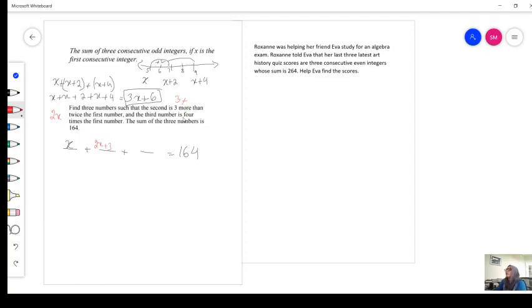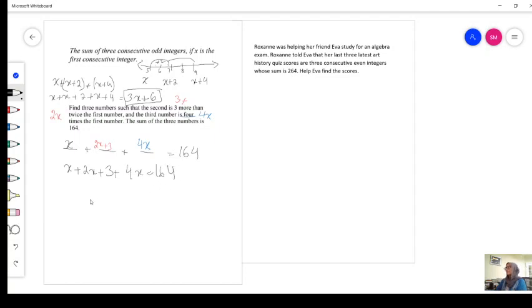The third number is 4 times the first number. What is the first number? x. So that one is 4x. So this is my equation because I have an equal sign there. I'm going to put them like x plus 2x plus 3 plus 4x equals 164.